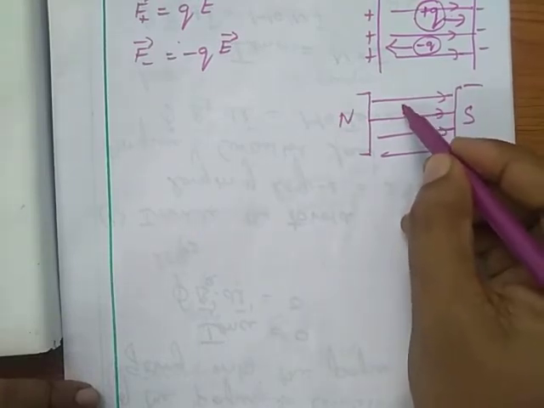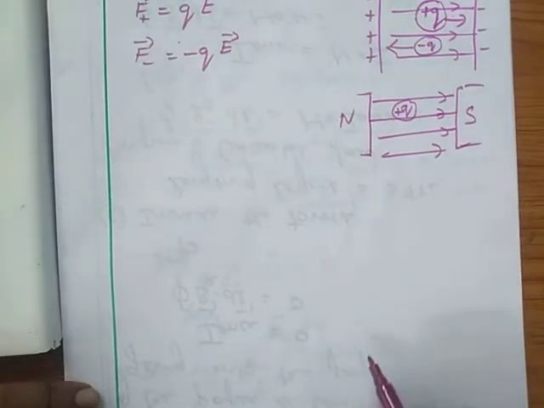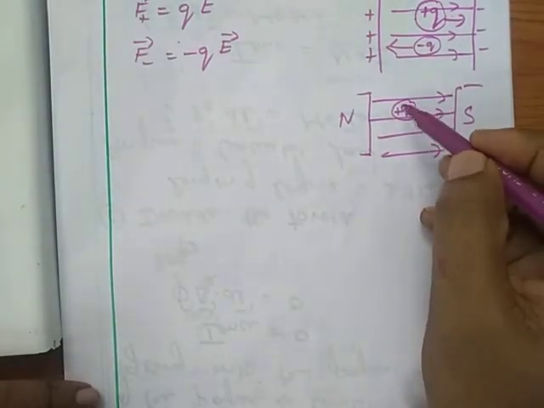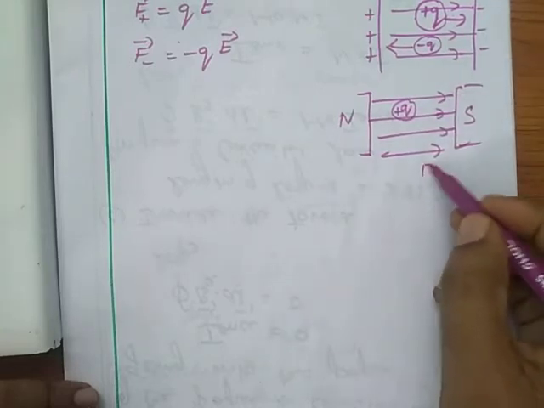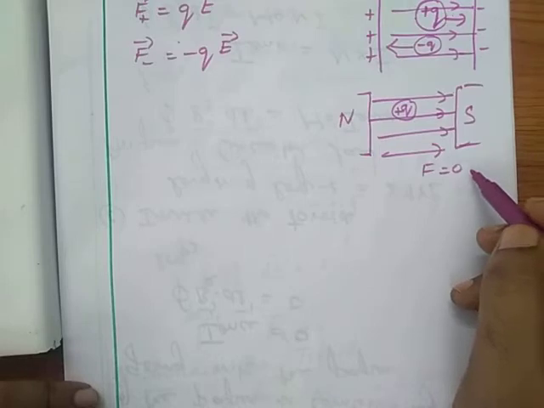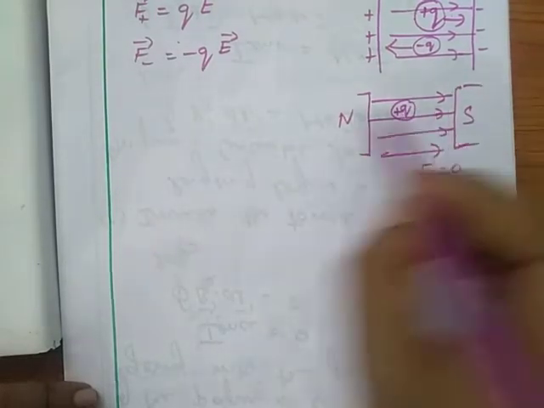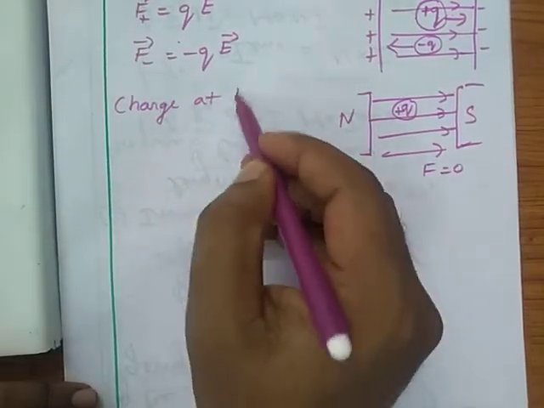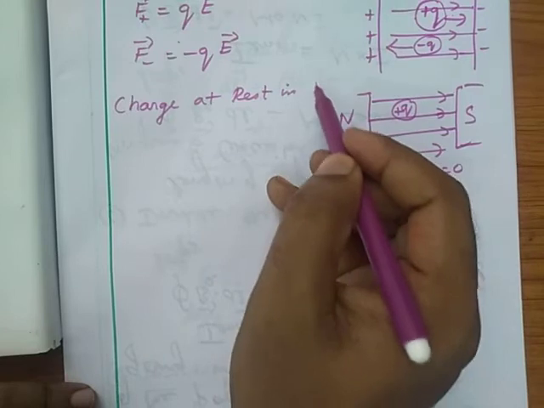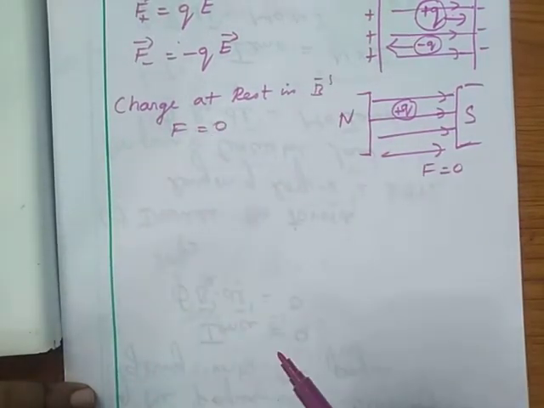Here, in a uniform magnetic field, I am placing the charge, that means a positive charge. Then it does not experience a force, and it does not move either. The net force on the charge is 0. When the charge is at rest in a magnetic field, the force acting on the charge is 0, so it does not move.